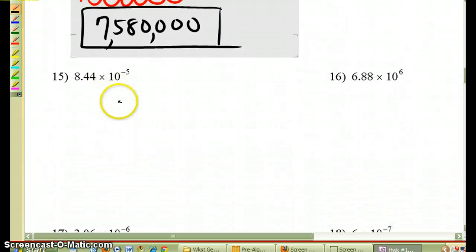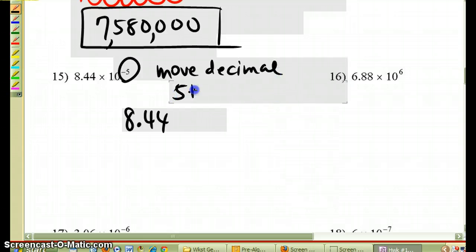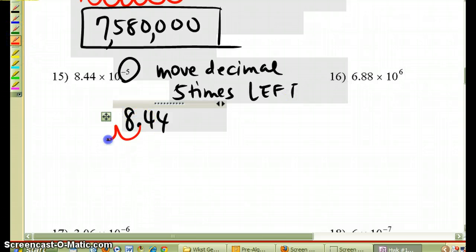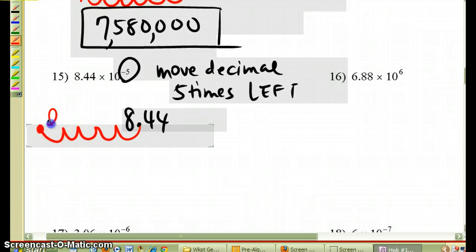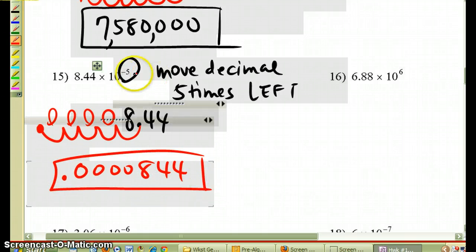Number 15, I'm going to take 8.44. The negative 5 tells me that I move the decimal how many times? 5 times. Good. To the left. Yes. So decimal's here. Goes 1, 2, 3, 4, 5. Add a decimal. I have 1, 2, 3, 4 zeros. Final answer. This is a small number. I'm going to double check. Yes, it's a small number with a negative exponent, so that does make sense.